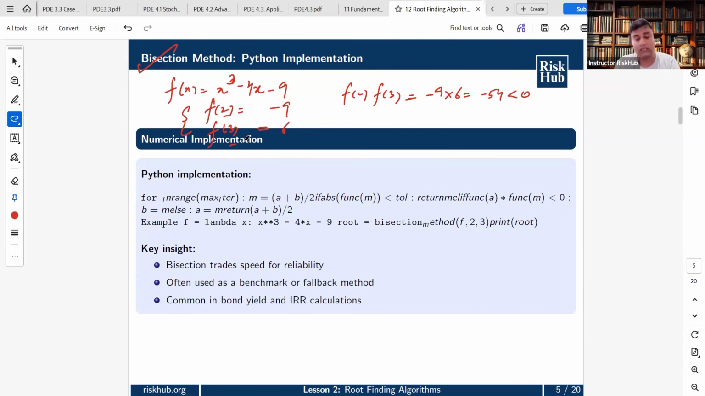Take the use case of bond yield. Why is bisection useful? Because it is stable even when cash flows are irregular, in IRR when multiple cash flow signs create numerical difficulty, and in implied volatility as a fallback if Newton fails. This is useful when robustness is more important than speed, right? So bisection trades speed for reliability, often used as a benchmark fallback method, common in bond yield and IRR. So that is what we have.